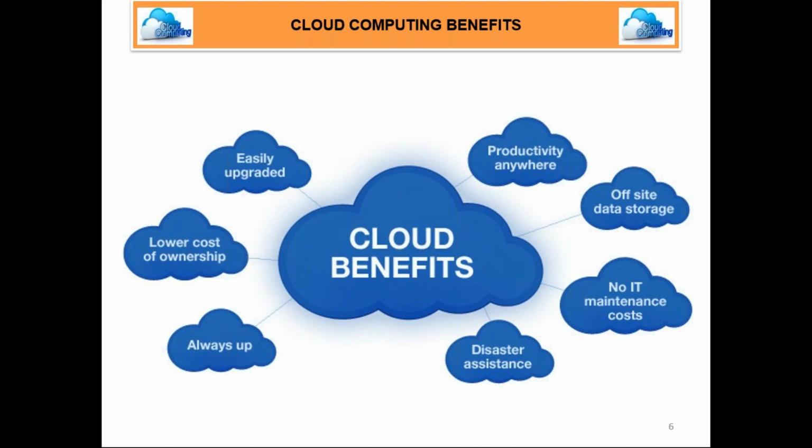Okay, third, and then you have disaster assistance. Now, when you have your servers in client location, it may happen sometimes that your servers may crash or servers may need some maintenance. Your servers may be upgraded. Okay, so you will have some downtime. Now, this thing will not happen with the cloud computing applications, and it is always up. These applications will always be running. And then the next advantage that we have is lower cost of ownership. What is lower cost of ownership?